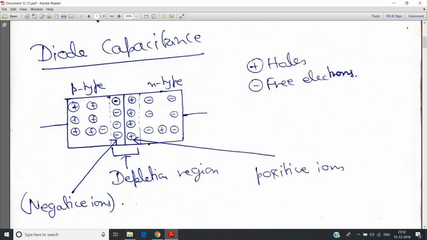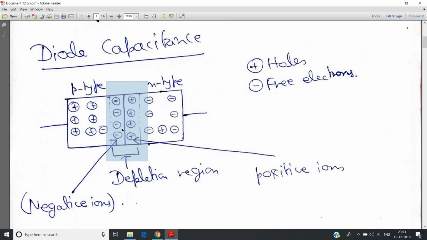I have not applied any biasing, so no need to think about forward bias or reverse bias. In general, for a particular diode, one depletion region is there, and this basically forms one capacitance. Why? Because this is p-type, where the carriers can move, so this acts like one plate of the capacitor. Similarly, in the n-type, the electrons and minority holes can also move, so obviously this can act like another conducting plate for the capacitor.